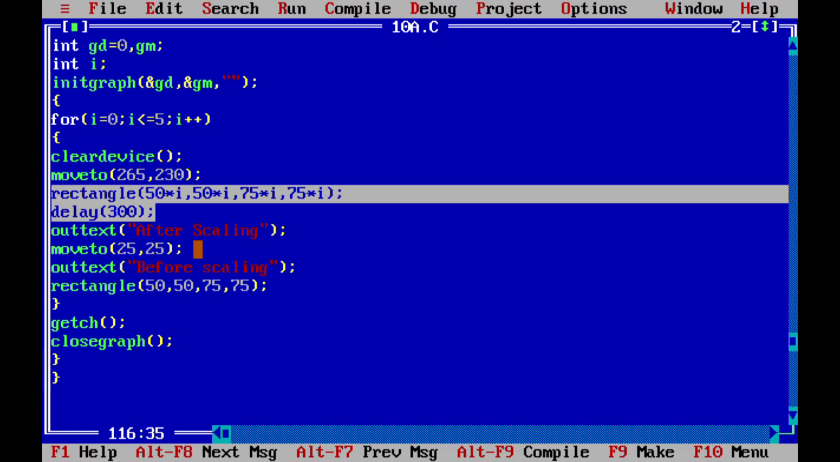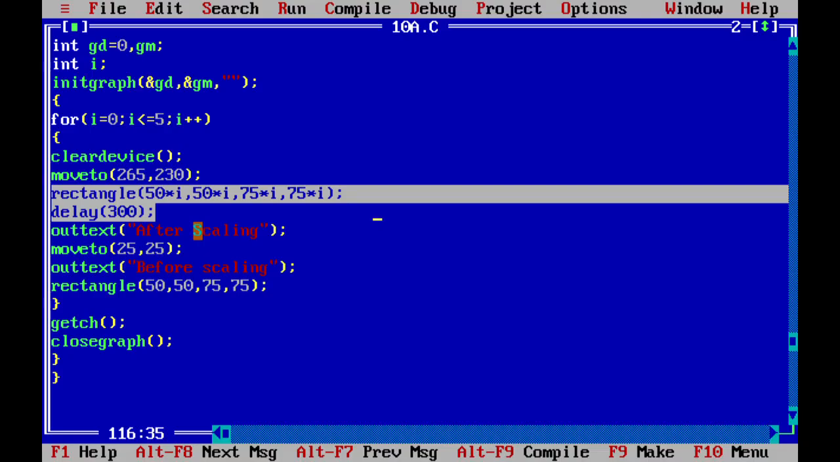So when you enlarge a rectangle equally, it will remain a rectangle, or else it will become a diamond, or it will vary diagonally. So it won't be like a rectangle after scaling when you go for differential scaling. When the i value is different for x and y, then it will become some other object.